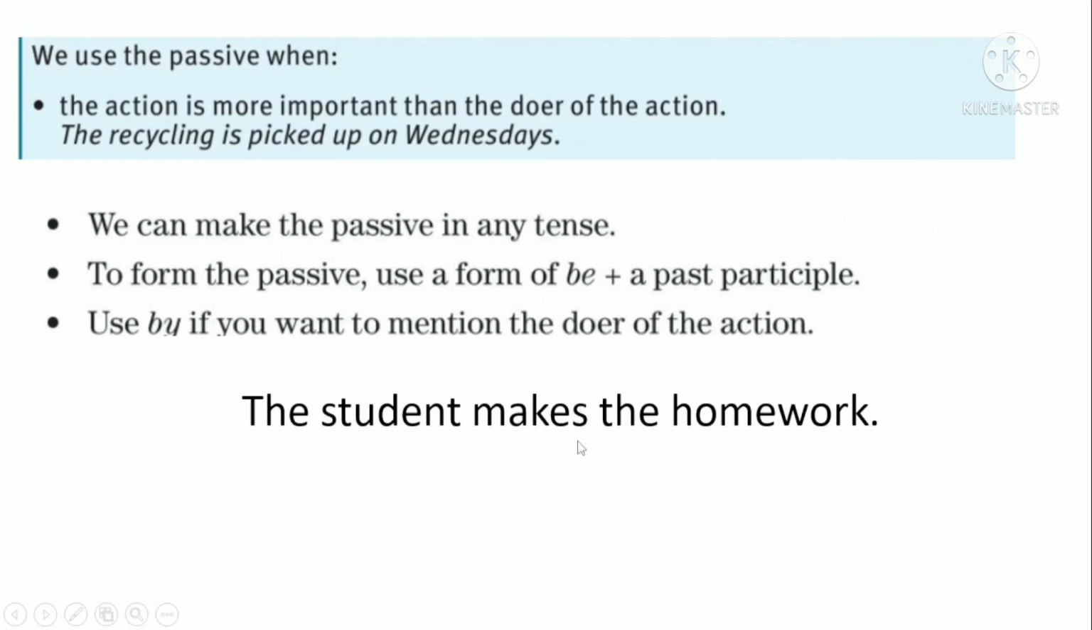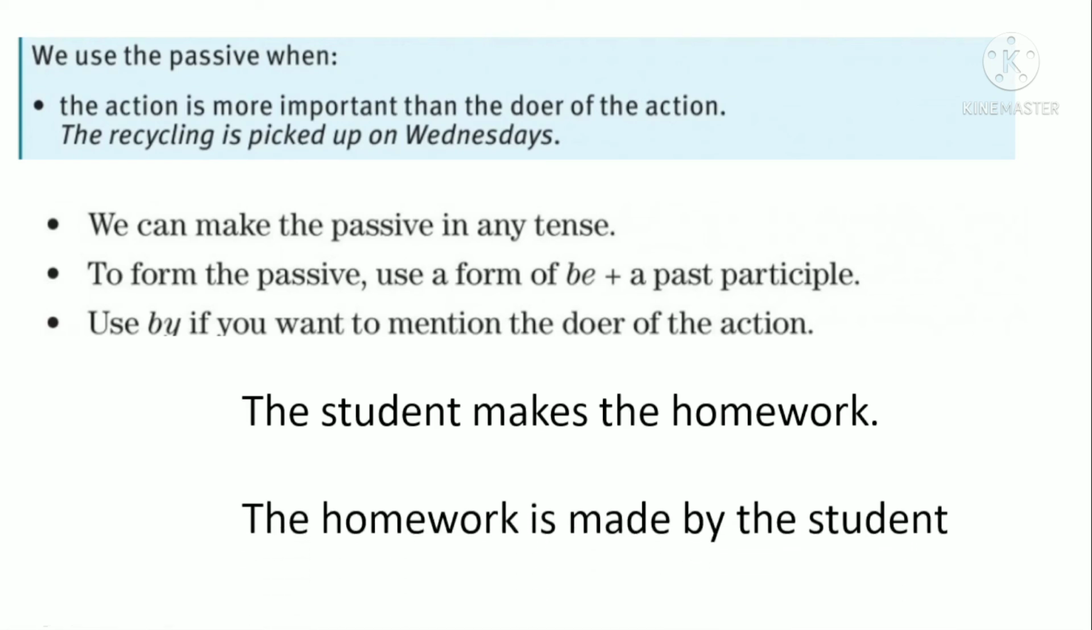Now, how am I going to make the passive? I'm going to bring the object. The homework is going to be my subject. The homework, then I'm going to use the verb to be, is, and the verb in past participle, made, and I'm going to use by to mention the doer of the action, by the student. So this is an active voice: The student makes the homework, and this is a passive voice: The homework is made by the student.